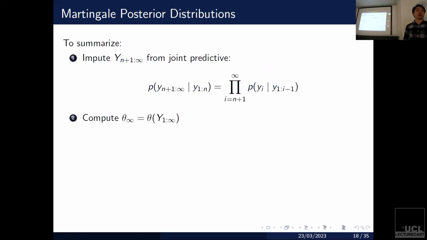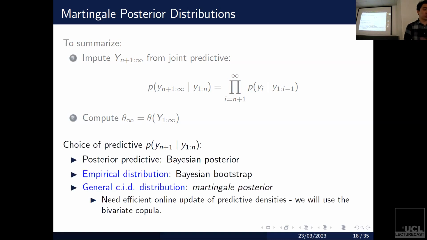So to summarize, essentially, the Martingale posterior distribution is to specify a sequence of predictives that satisfy this somewhat constraining predictive coherence condition. But given that we've managed to construct this predictive model, we're going to impute y_{n+1} to infinity through this sequential imputation scheme. Given this imputed population, we're going to compute our parameter of interest. And this random theta infinity is going to have a random distribution, which we're going to be calling our Martingale posterior.